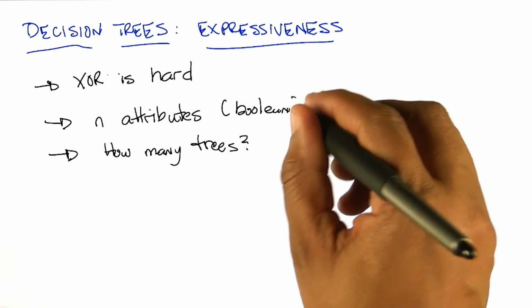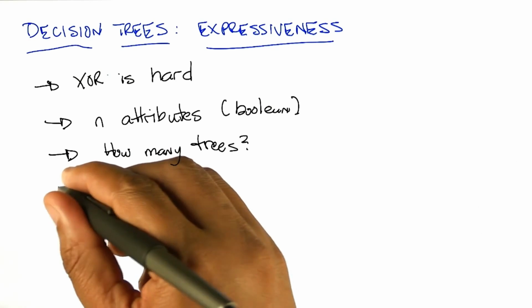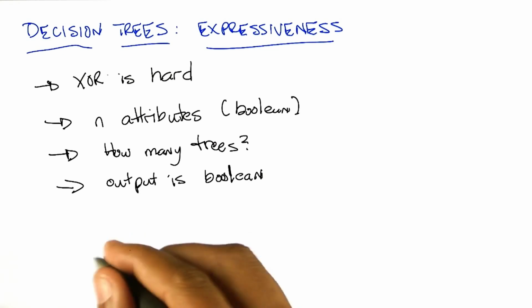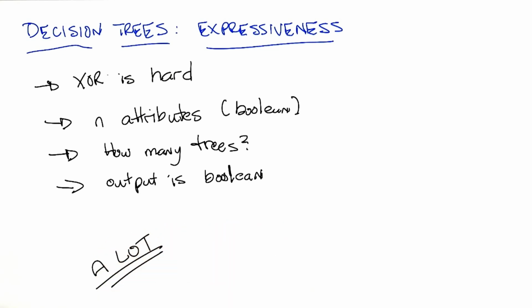Thanks. Okay? And they're not just Boolean attributes, but the output is also Boolean. Got it? Sure. But how many trees? So I'm going to go with a lot. Okay. A lot. Define a lot.